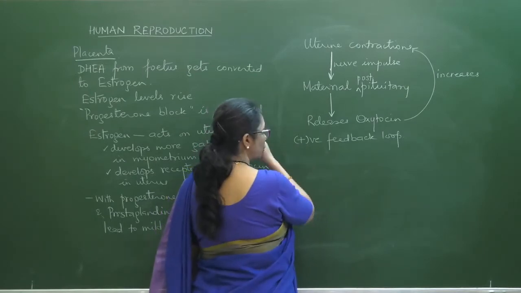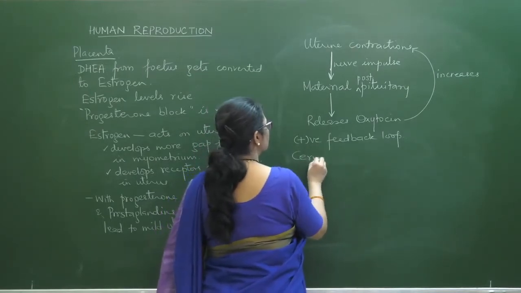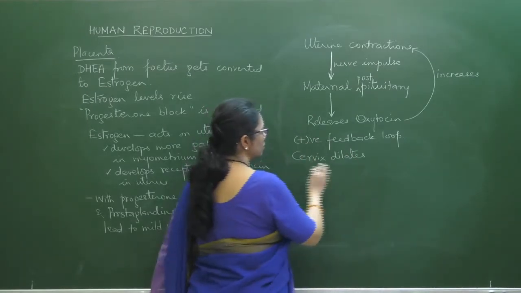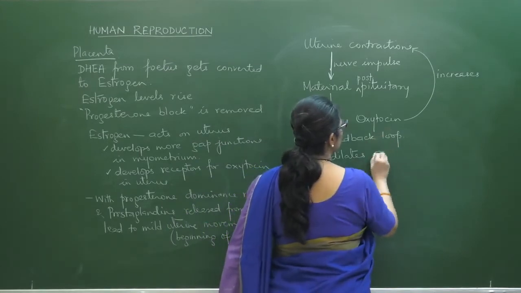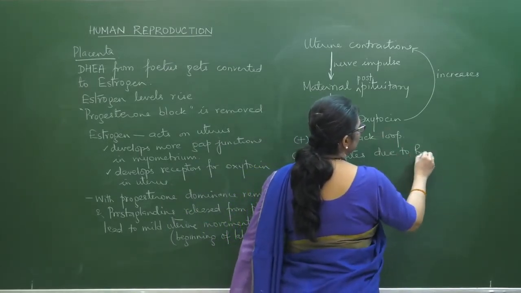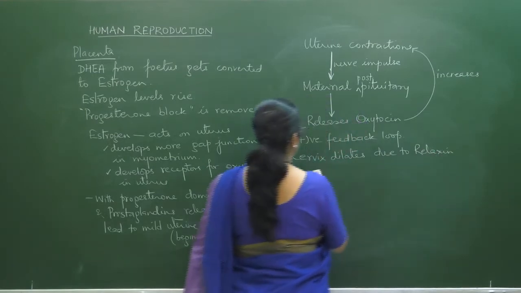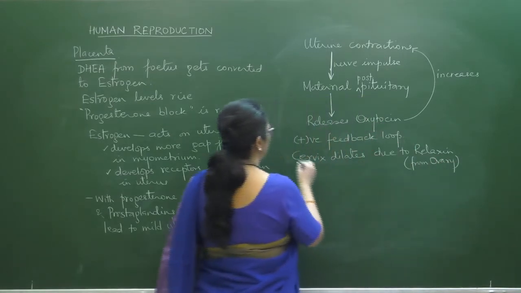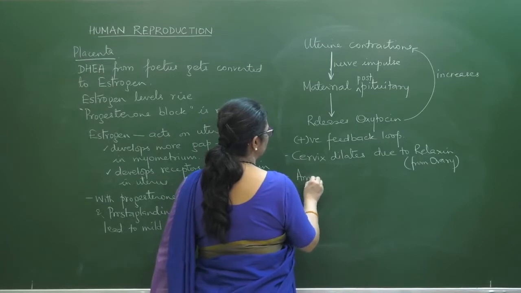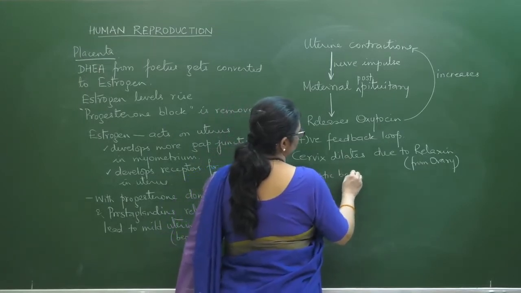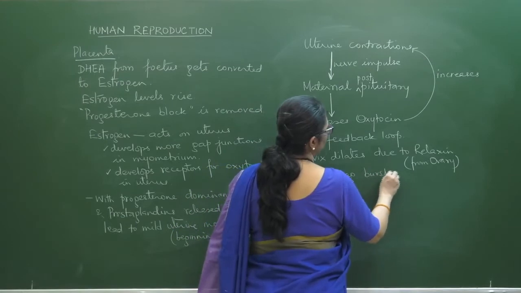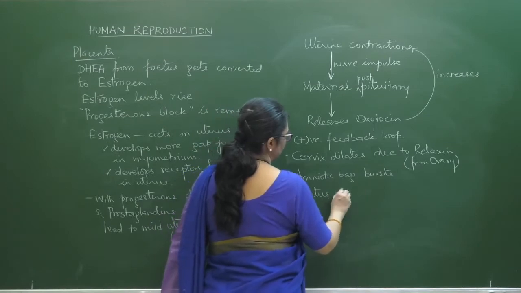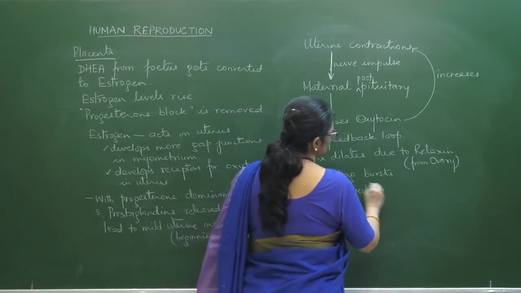Okay, so in this case, at the same time the cervix also dilates. Now this dilation of the cervix is by relaxin. The cervix dilates due to relaxin, which is coming from the ovary. So the source of this relaxin is the ovary, and then the amniotic bag bursts. All that amniotic water will come out, and finally the fetus is ejected out.